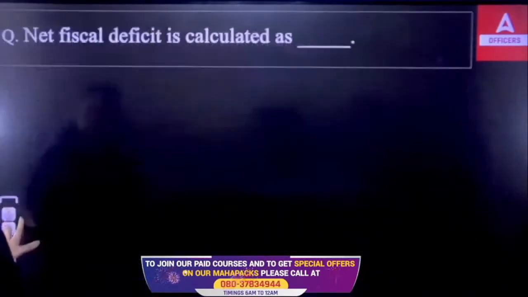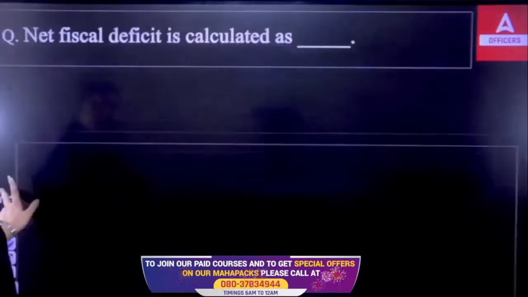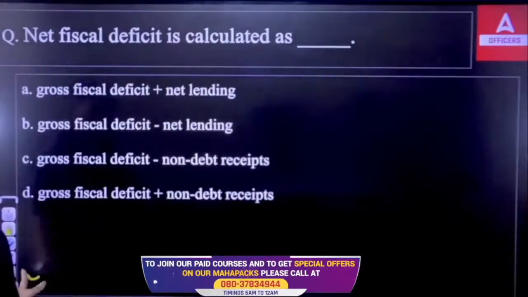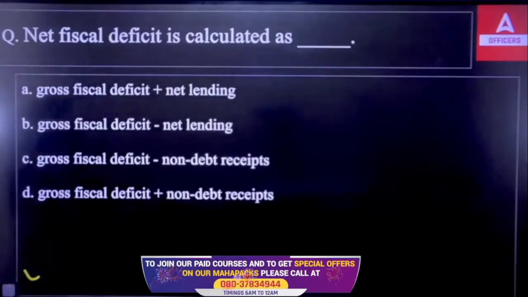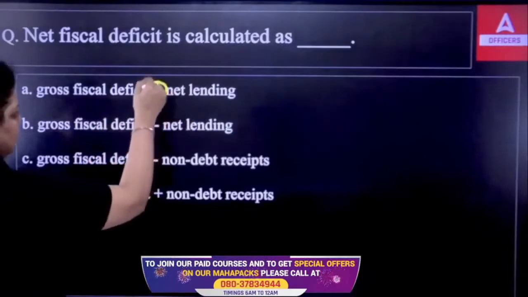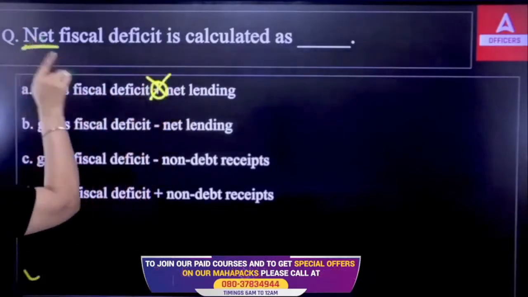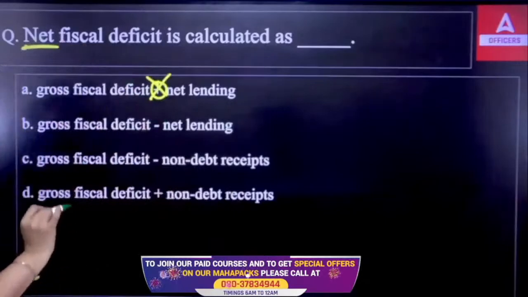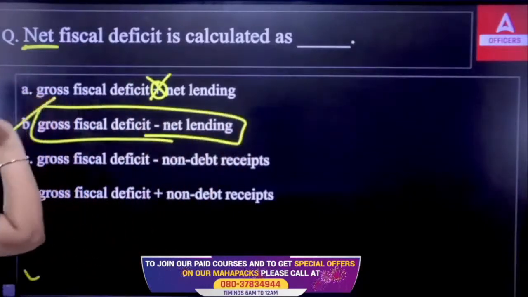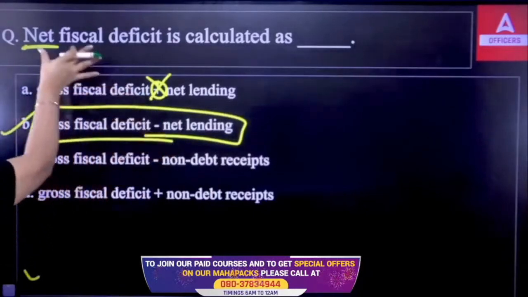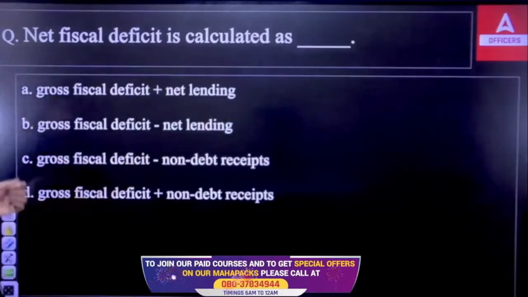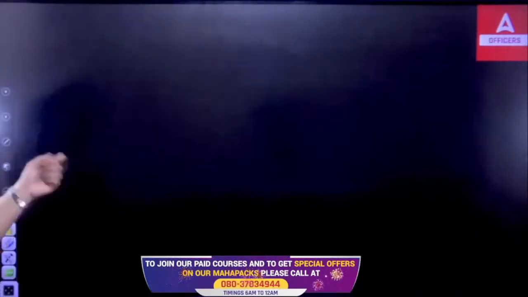Clear? Next question. Net fiscal deficit is calculated as. That's what we have discussed till now in this session. Which of the following is the correct calculation? It is asking for the formula. Gross fiscal deficit plus net lending? You can't add; you have to calculate the net value. Net means the remaining value. So gross minus net lending, is it true? Yes, it is true. The difference between the two is known as net fiscal deficit. So simply gross fiscal deficit minus net lending will be the right option. Okay, right answer will be B.